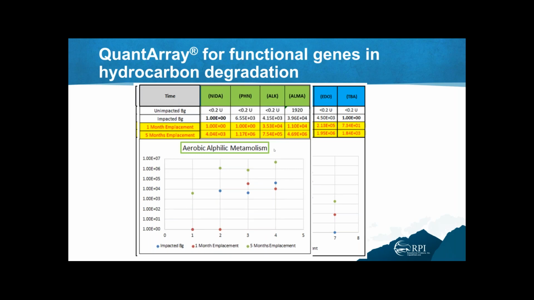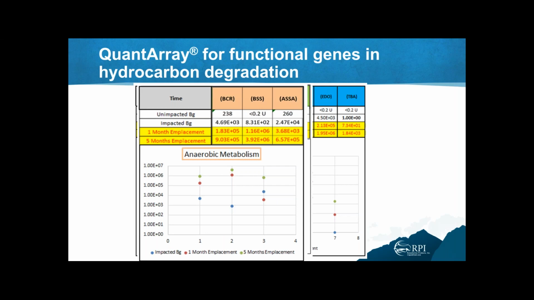Aerobic aliphatic metabolism, so this is your linear hydrocarbons. You see a very similar pattern. You look at the green balls versus the impacted background and you see an increase. You don't always get an increase with every microbe that would carry a particular gene, but you get an increase with most of them.